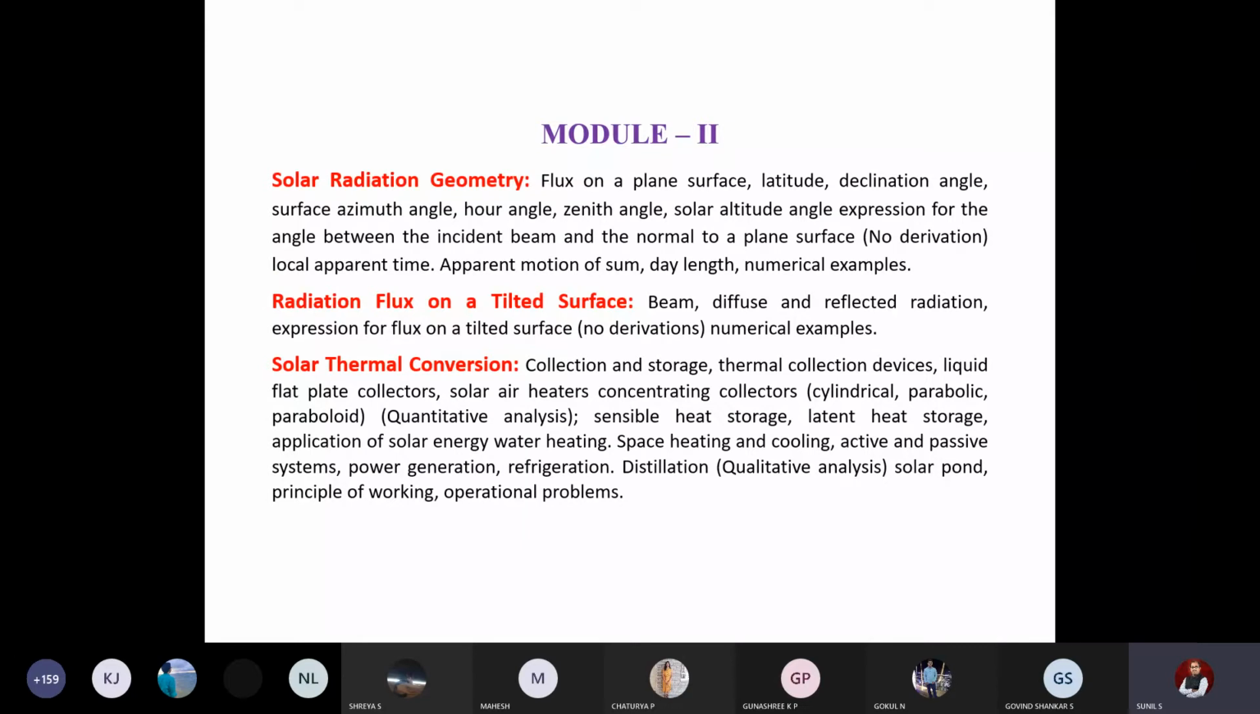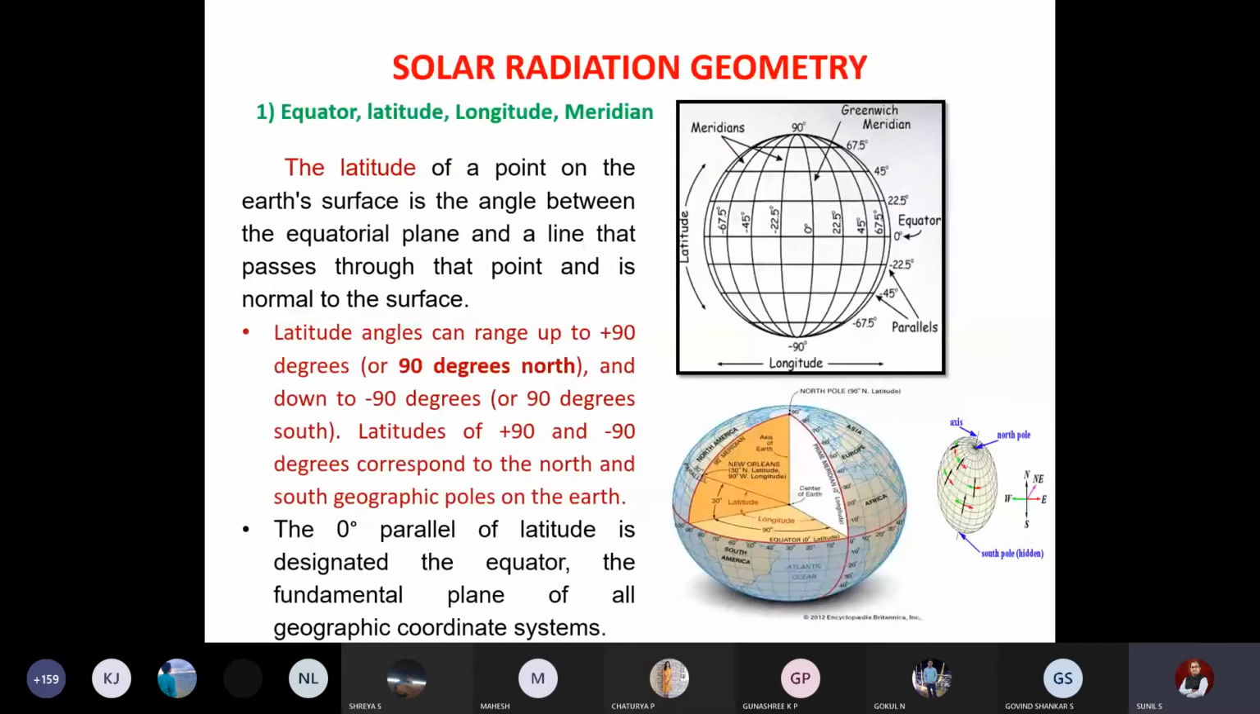See, in this, only part 1, that is solar radiation geometry, you cannot just go through and write. It requires some sort of practice and understanding. Otherwise, all other things are simple theory only. Applications and different collectors is very simple theory only. Only part 1 you have to practice a bit. So we will start with the solar radiation geometry.